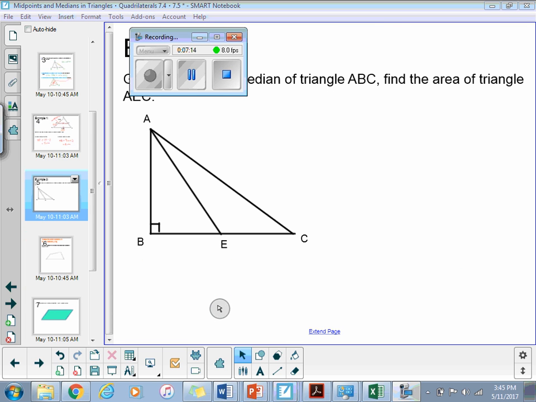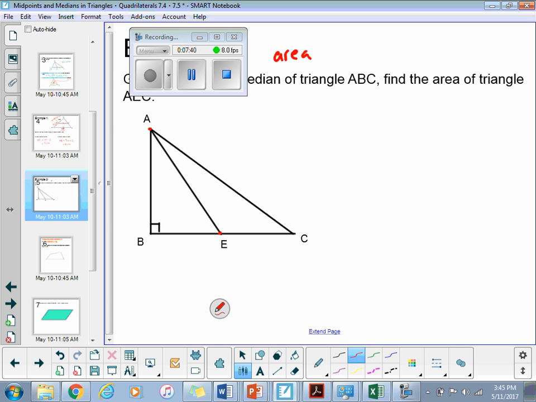Okay, for example number 2 on the back, we have to remember some things from other units. So just taking a look at this question, given that AE is a median of triangle ABC, find the area of triangle AEC. So the fact that this AE is a median tells us that the area of the triangle AEC is half the total area, right?